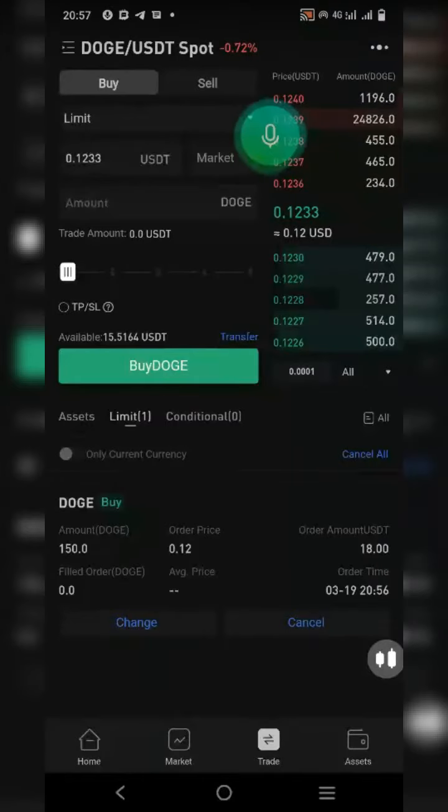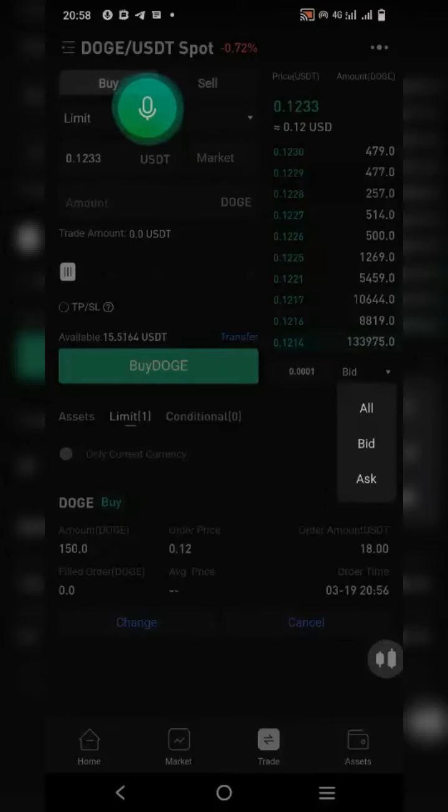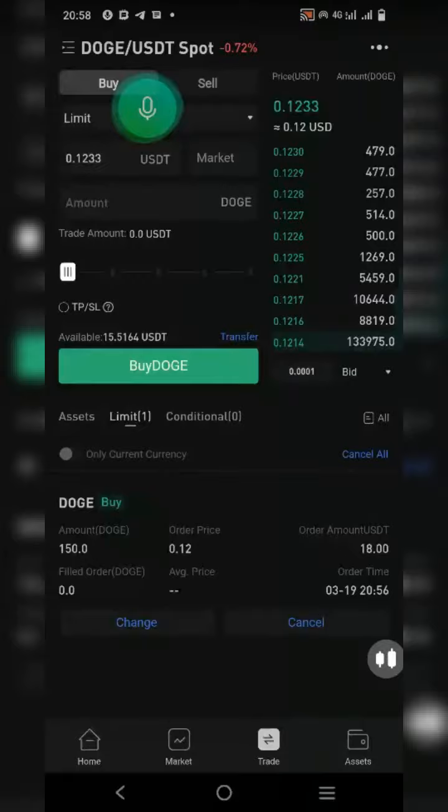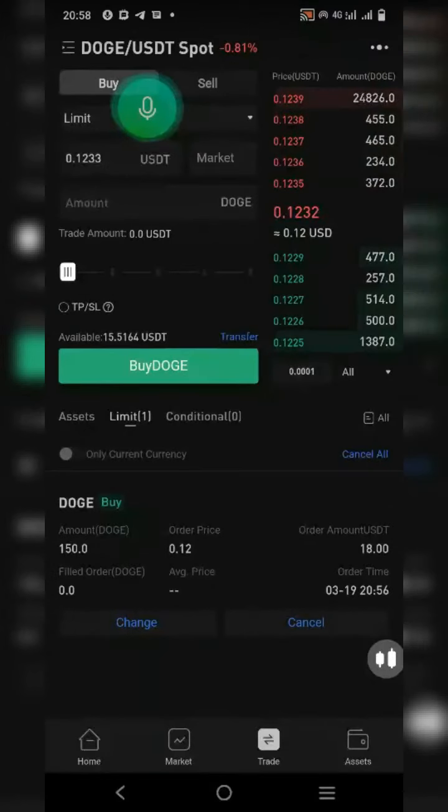Okay, when you are seeing all, bids, asks, remember when I said when you are bidding, you are buying. When I change it to bids, I can only see all the buy orders. When I change it to asks, I can see all the sell orders. If I put on all, you can see both of them are equal.